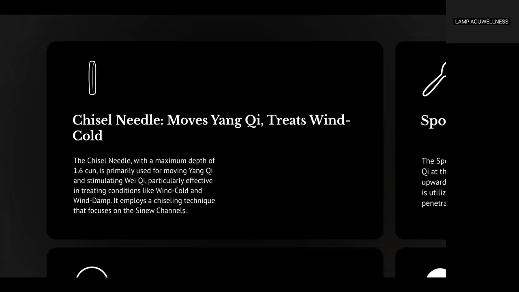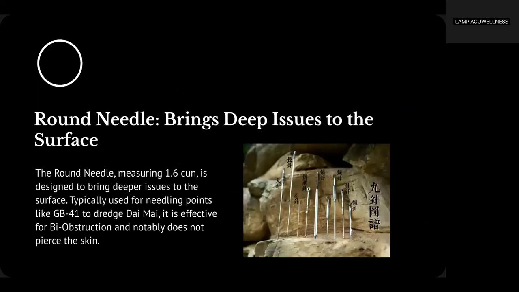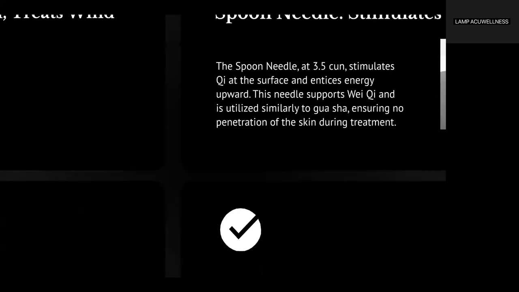The nine needles overview. The chisel needle, with the maximum depth of 1.6 tun, is primarily used for moving yang qi and stimulating wei qi, particularly effective in treating conditions like wind cold and wind damp. It employs a chiseling technique that focuses on the sinew channels. Round needle, measuring 1.6 tun, is designed to bring deeper issues to the surface, typically used for needling points like GB41 to dredge daimai. It is effective for bi obstruction and notably does not pierce the skin.